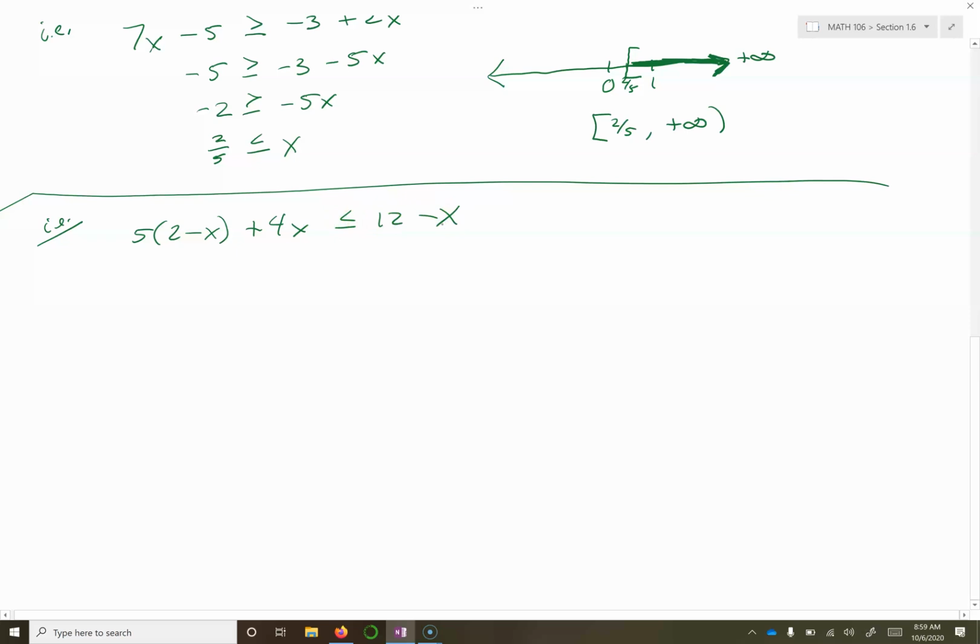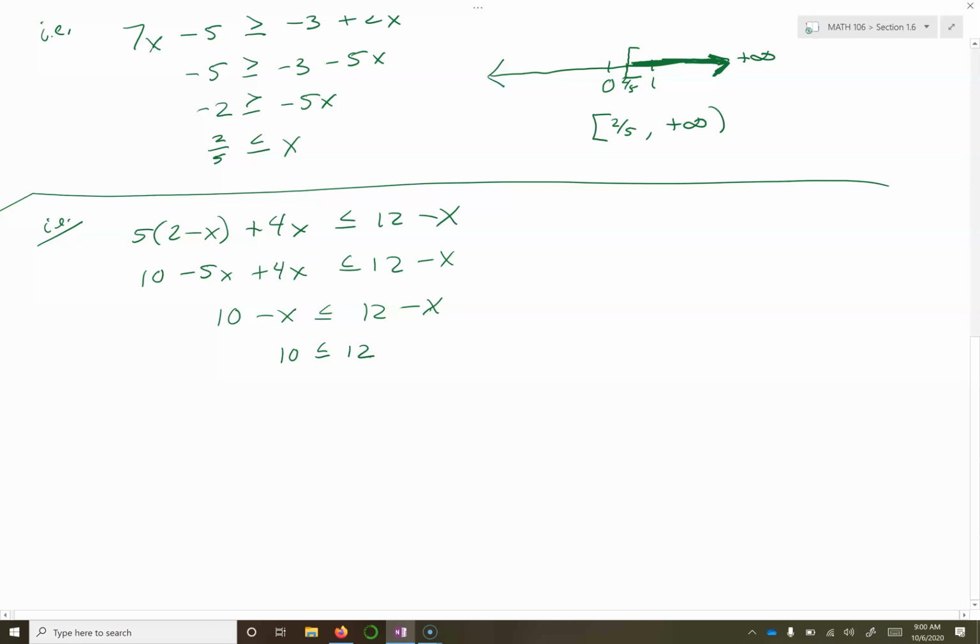All right, so I'm going to distribute that 5 in this first term. And we're left with 10 minus x less than or equal to 12 minus x. Now you see the x's are going to cancel out and you're left with 10 less than or equal to 12. Okay. Is 10 less than or equal to 12 true? Yeah, right, it is. 10 is less than 12. Right, because it's less than or equal to, so it doesn't have to be equal.